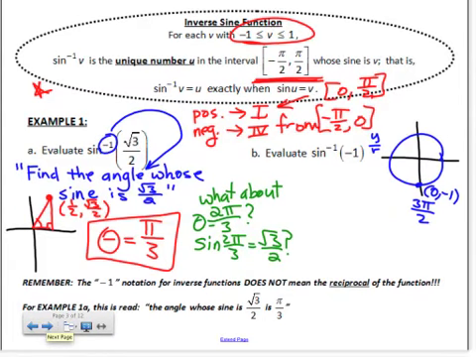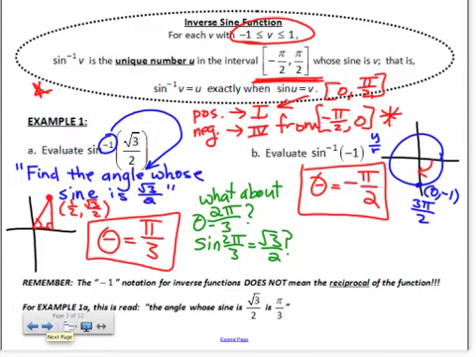Is that our answer? No. Why? Because it needs to be between negative pi over 2 and pi over 2, which means we have to think of it as a negative angle, which is negative pi over 2. So the way that we have to give this is negative pi over 2. If you go to your calculator and have it do inverse sine of -1, it is going to give you negative pi over 2 because the calculator has a restricted domain so that it can give answers that will work, okay?